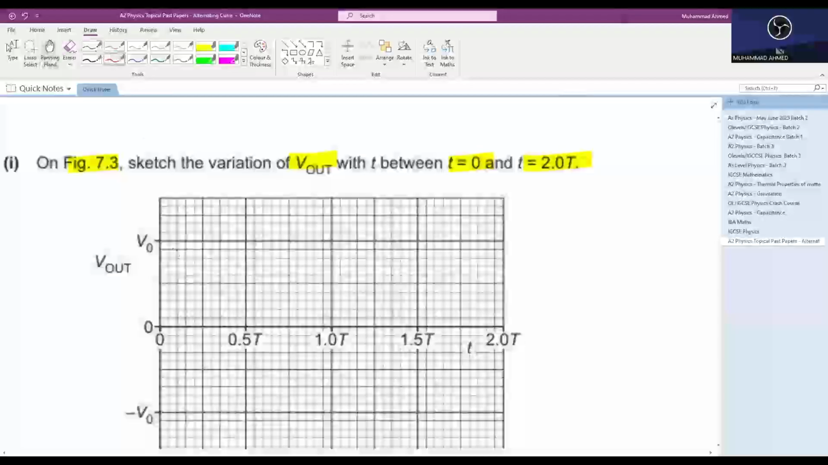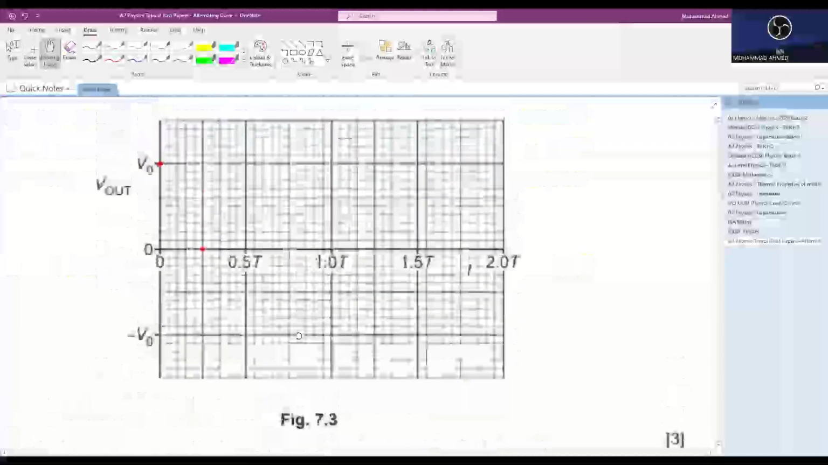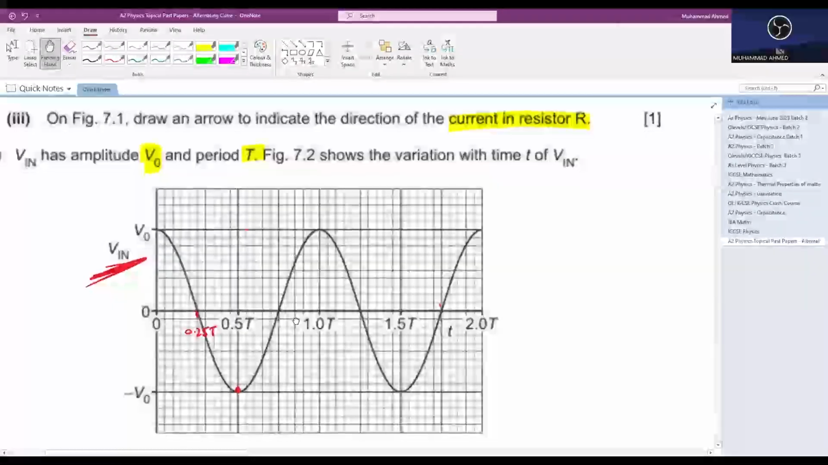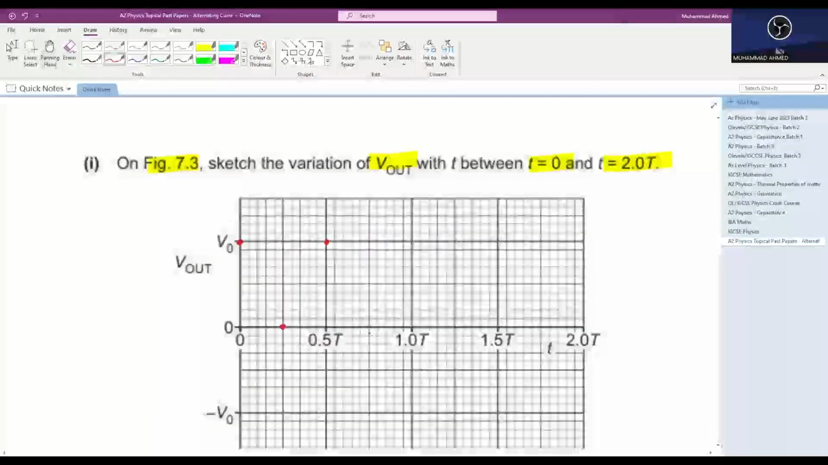So let's do one thing. You will have a 0 here. And you have a negative peak at 0.5T in the input voltage. But in the output voltage, this negative voltage will get converted into positive. So at 0.5T, you wouldn't mark a point here. You will mark a point here. At the middle point, we have again a value of 0. Then we have a maximum value. Then a 0, then a maximum value, then a 0, and then a maximum value.